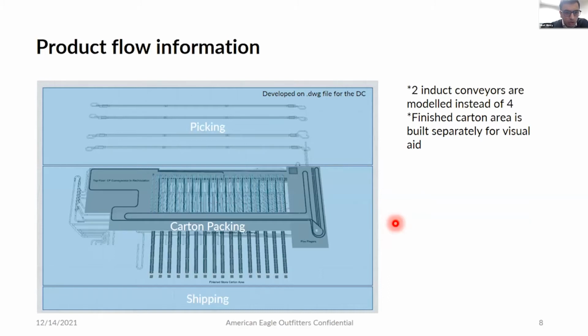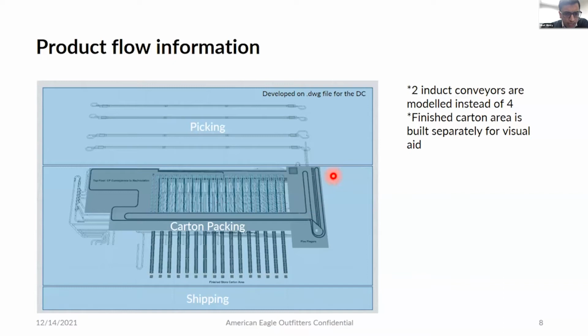So this model was developed on a CAD diagram. It's basically in the DWG file of the DC. If you see this diagram, this is the area. It's not shown in detail, but this is the area where we perform the picking, and then this is the model. It is built on top of the existing conveyance diagrams. So you can see a lot of conveyance here.